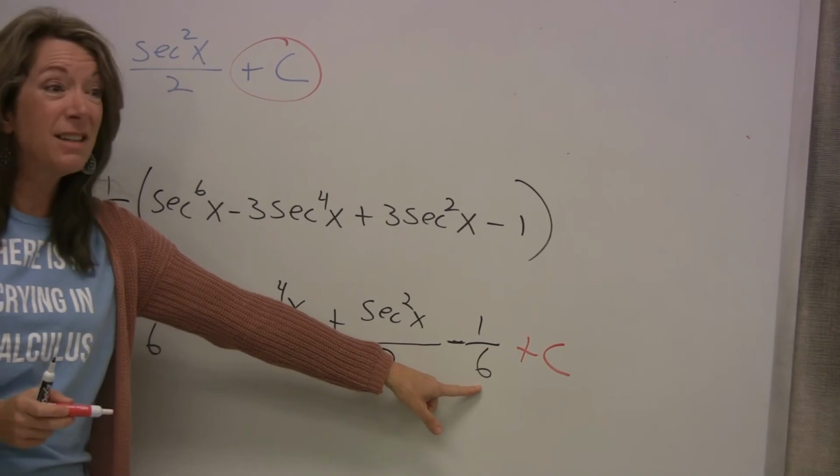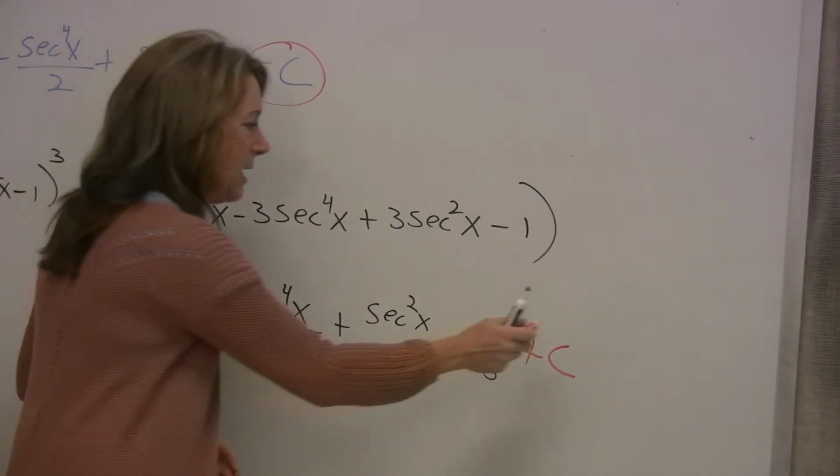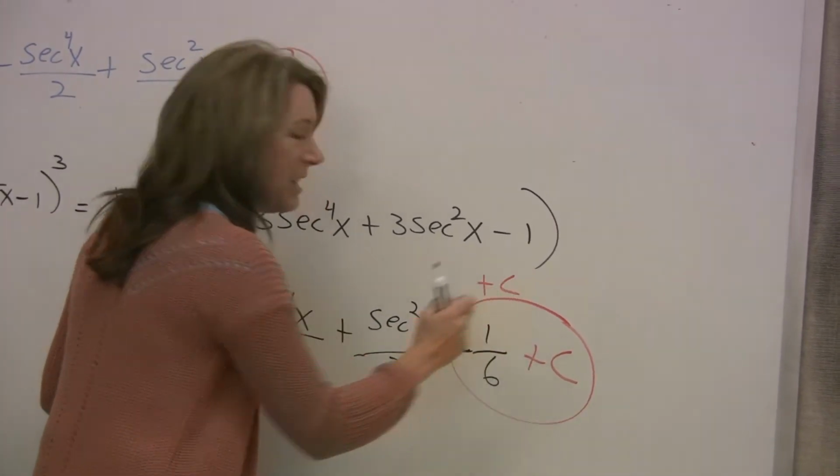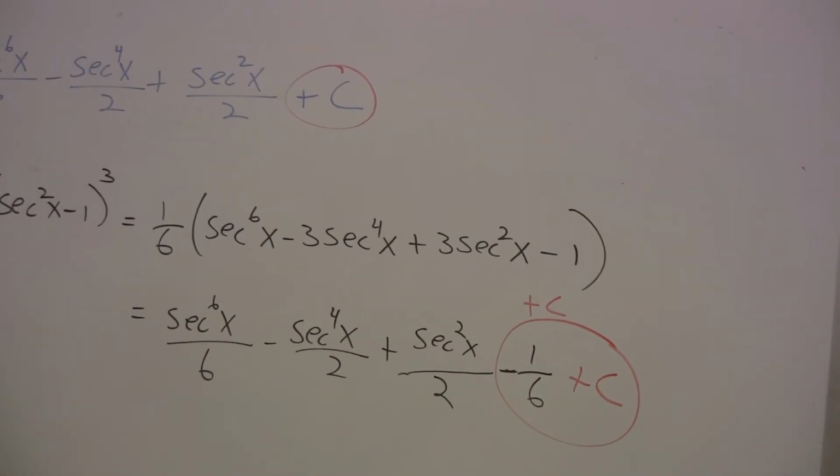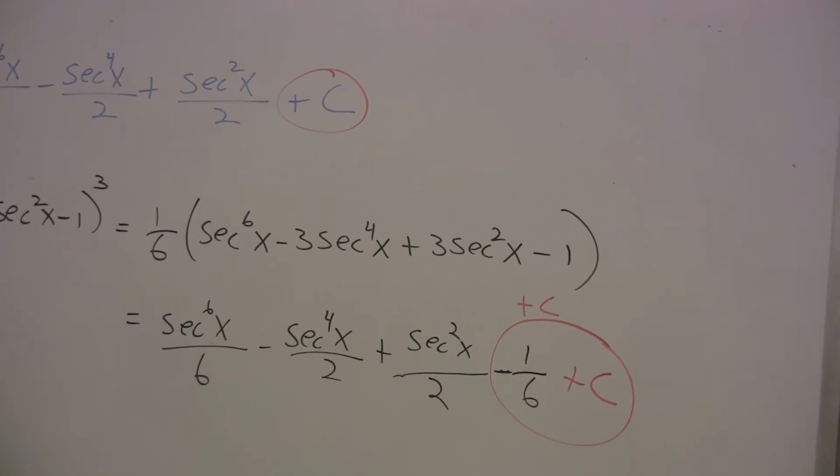1/6 is a constant also. So a constant minus 1/6, this whole thing is just a plus c, plus a constant. So they are equivalent. Blows your little mind. Does that answer your question?